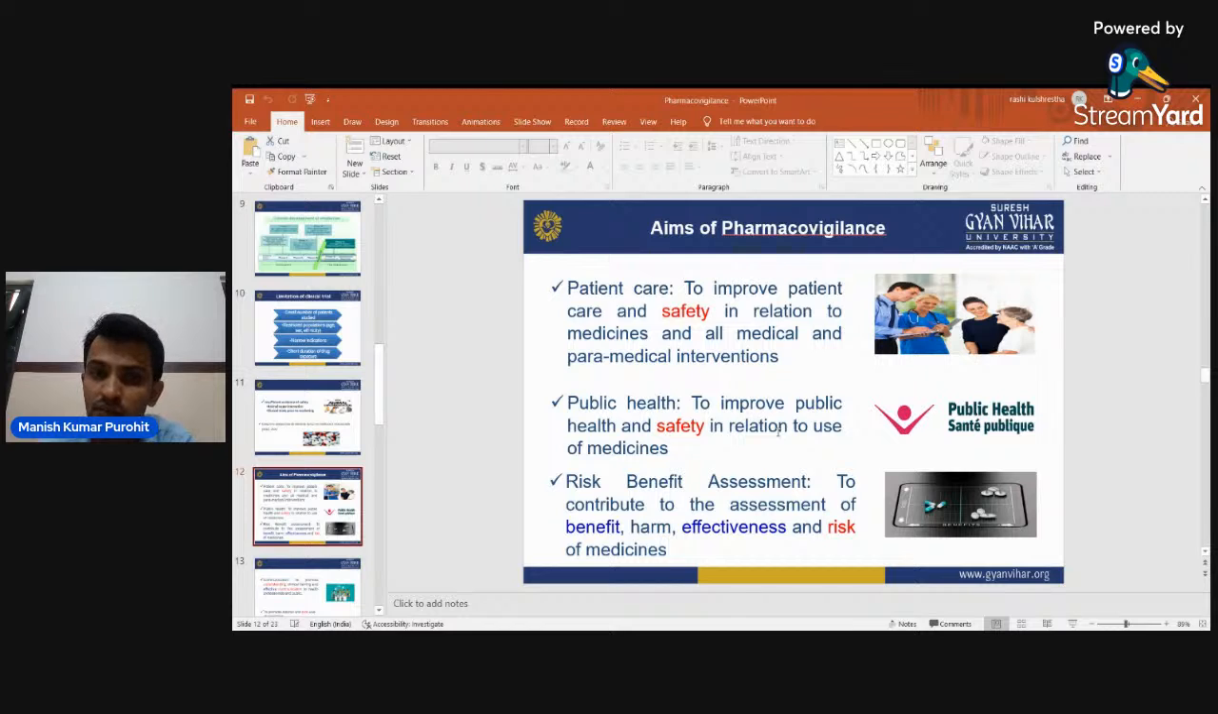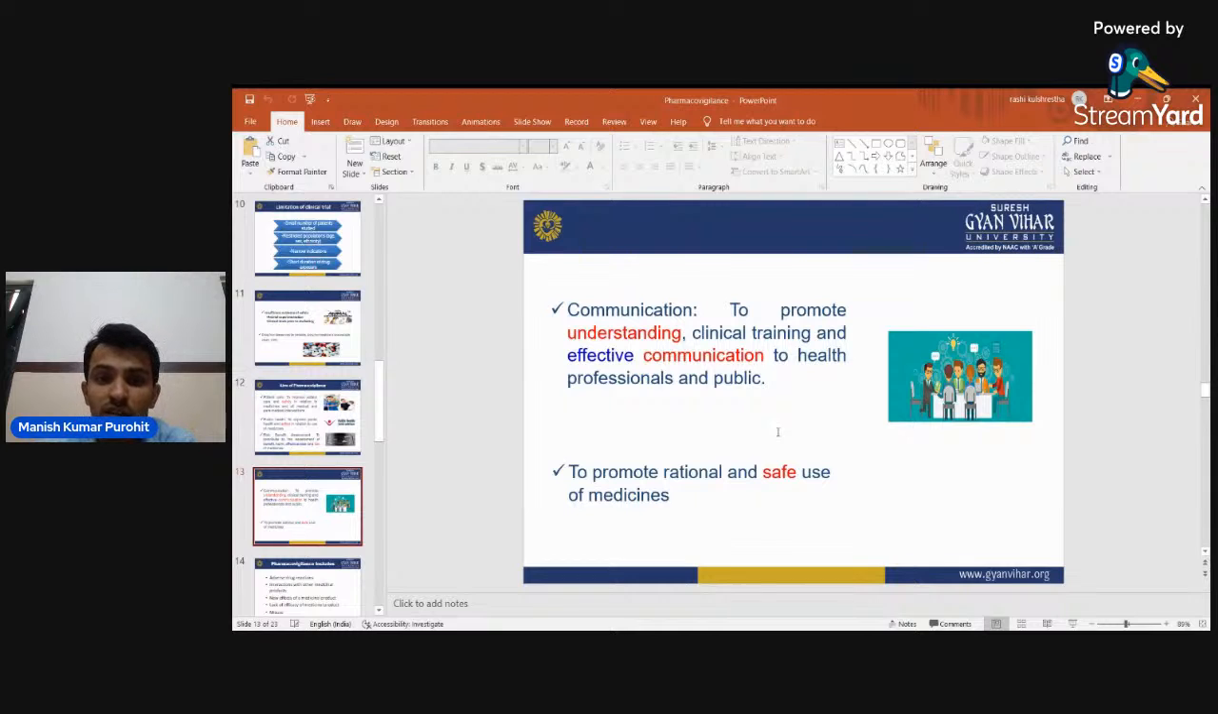The aim of pharmacovigilance is, first, patient care: to improve patient care and safety in relation to medicine and all medical and paramedical interventions. The second aim is public health: to improve public health and safety in relation to the use of medicines. The third aim is risk-benefit assessment: to contribute to the assessment of the benefit, harm, effectiveness, and risk of medicines. The fourth aim is communication: to promote understanding, clinical training, and effective communication to health professionals and the public. The fifth aim is to promote the rational and safe use of medicines.